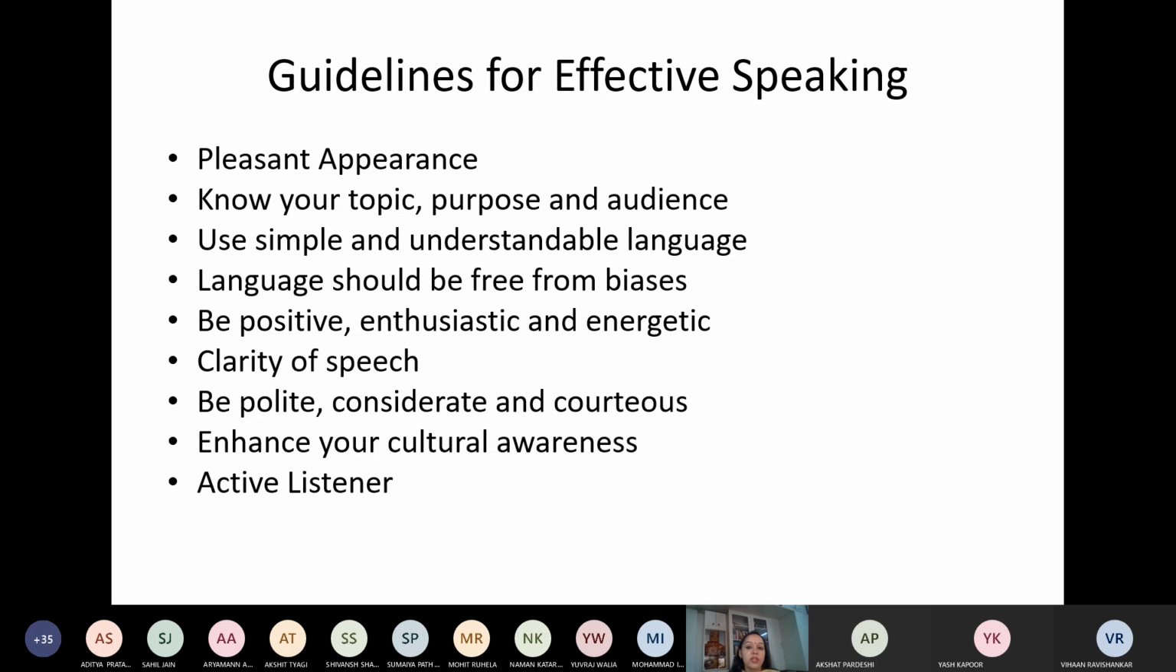Sometimes we are very careless with the examples that we give. We sometimes just use it humorously maybe, but many times people feel bad about it, right? Many times people feel really bad about it. So be positive, enthusiastic and energetic.